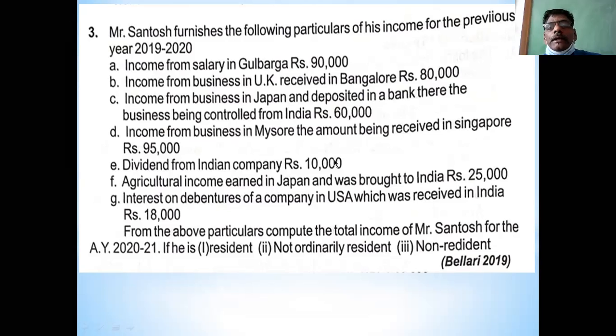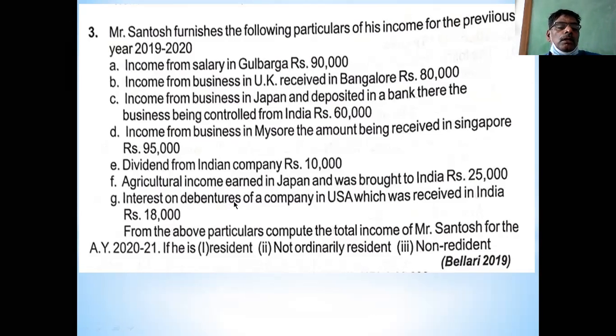Dividend from Indian company is exempted from tax. Agriculture income earned in Japan. You earned in Japan and it was brought into India. You see the word brought into India. I will not consider it. Only consider the first part. Agriculture income in Japan means you earned there and received there. Therefore, it is taxable to first one, that means ordinary resident only.